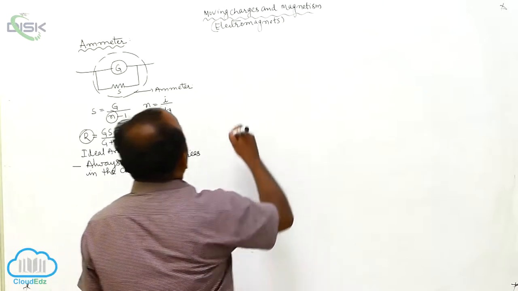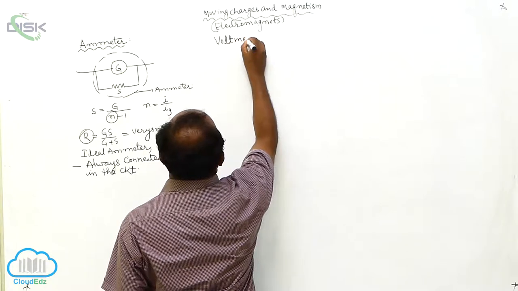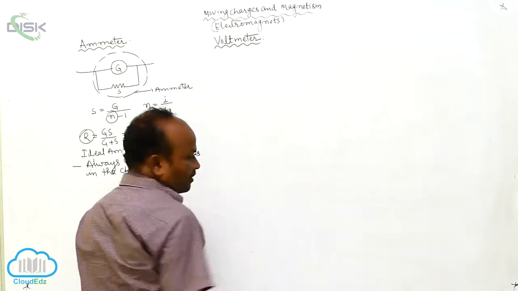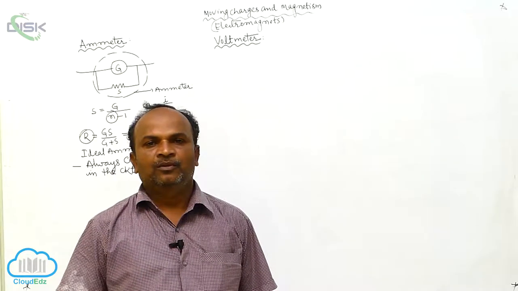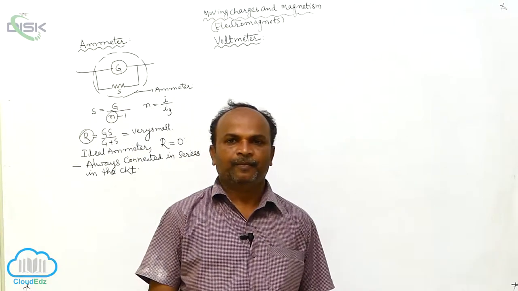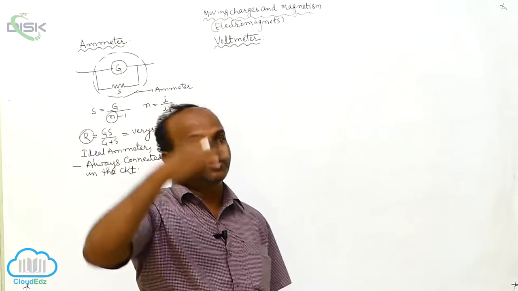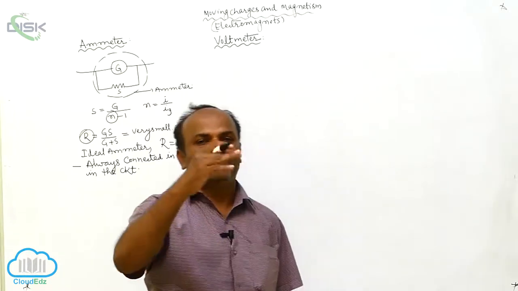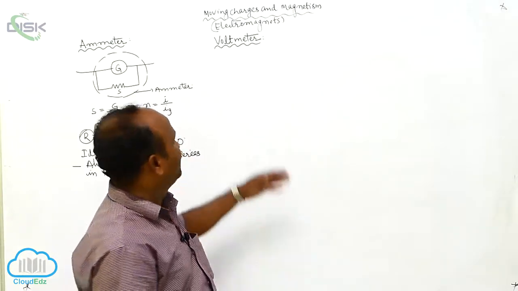Next one, what is the voltmeter? Voltmeter is the device used to measure the potential difference between any two points in the electrical circuit. Accurate potential difference can be measured by the potentiometer. But in an electric circuit, the average potential difference, the random potential difference can be measured by voltmeter.